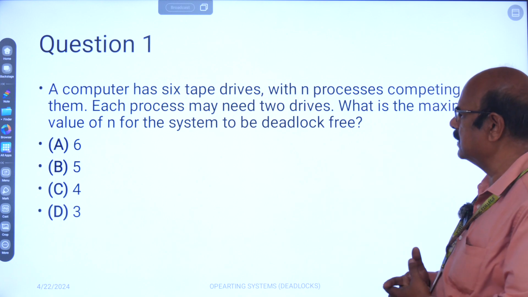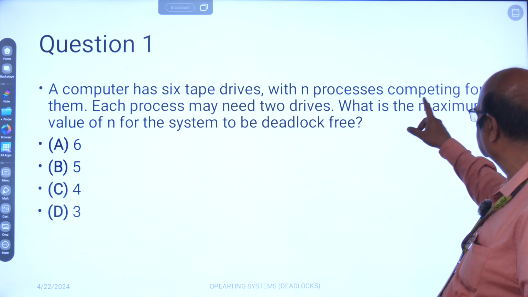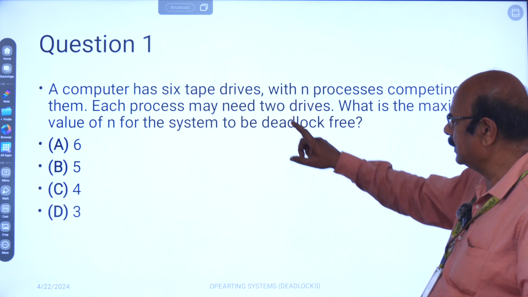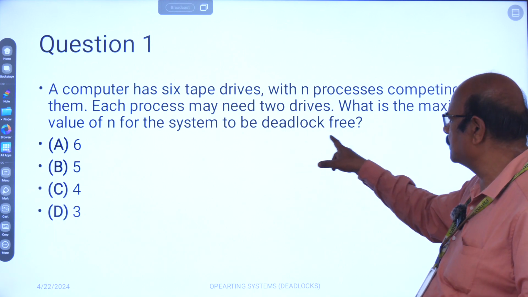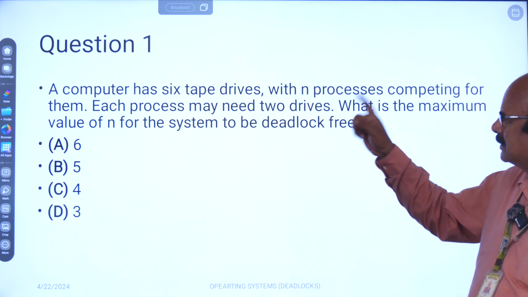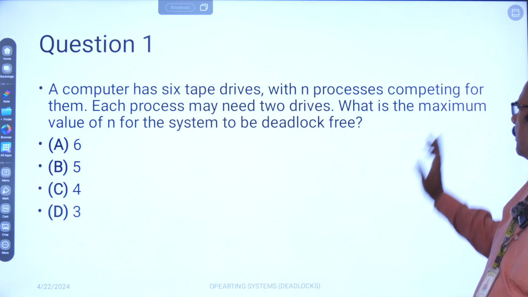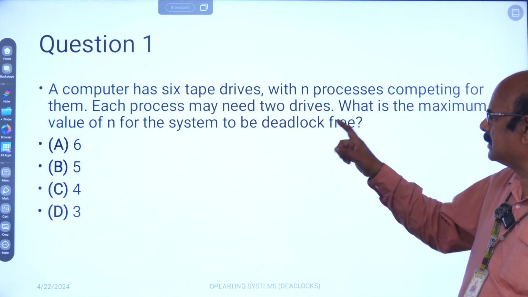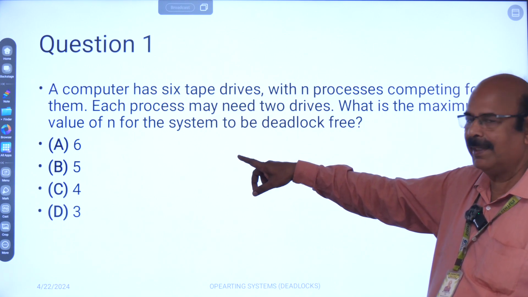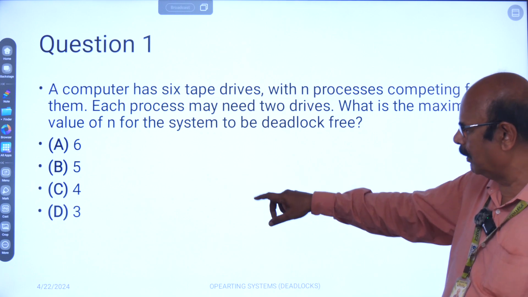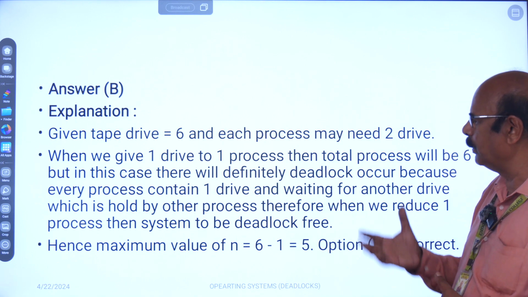Here the first question is: a computer has 6 tape drives with n processes competing for them. Each process may need 2 drives. What is the maximum value of n for the system to be deadlock free? Read the question carefully. The options are A: 6, B: 5, C: 4, and D: 3. So how to justify the answer? The answer is B. How does it come?